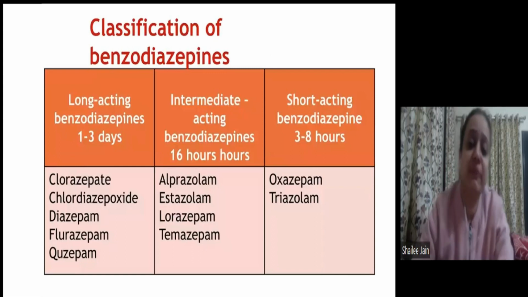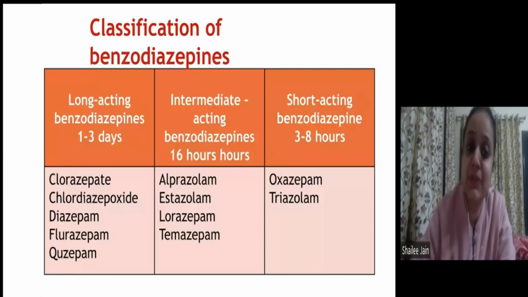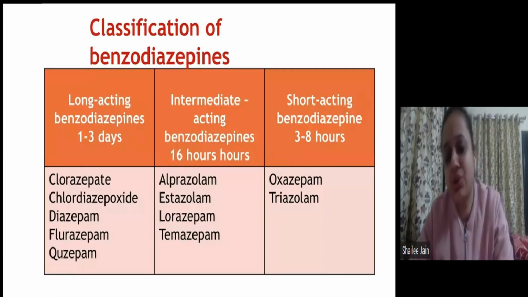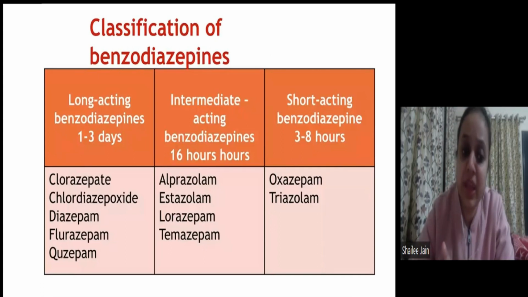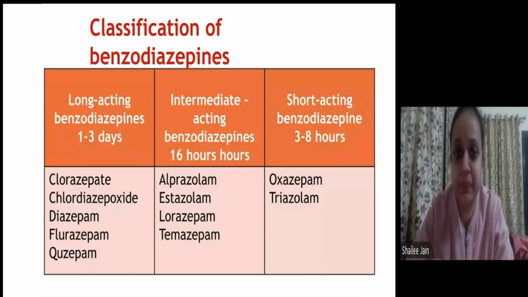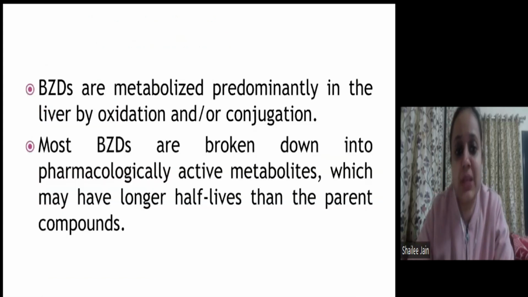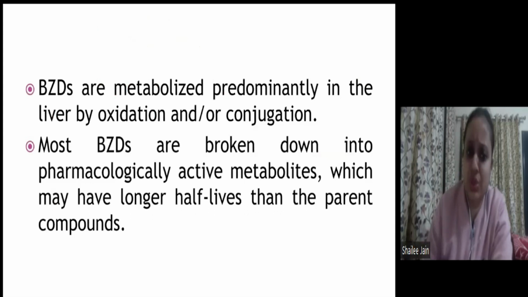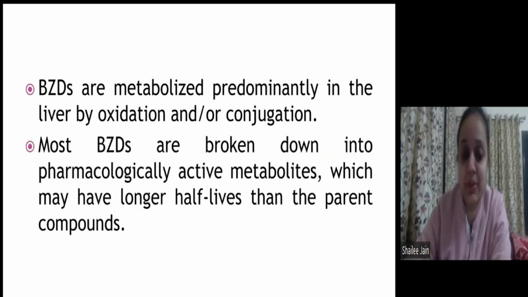Coming to classification of benzodiazepines, there are long-acting benzodiazepines which act for 1 to 3 days, intermediate-acting benzodiazepines lasting for 16 hours, or short-acting lasting for 3 to 8 hours. So among the long-acting benzodiazepines, mainly we have to know about diazepam. Intermediate-acting benzodiazepines, lorazepam, and short-acting, oxazepam. Benzodiazepines are metabolized predominantly in the liver by oxidation via conjugation. Most benzodiazepines are broken down into pharmacologically active metabolites which may have longer half-lives than the parent compounds.